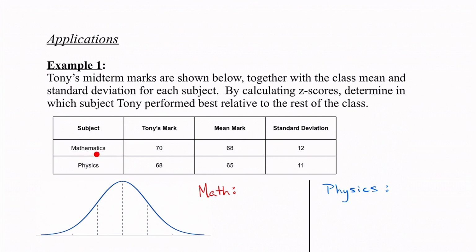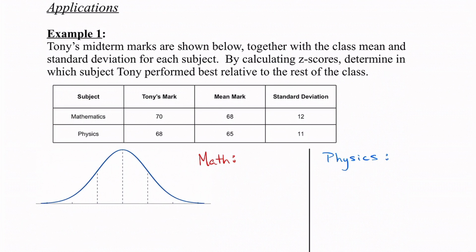So he's got his math subject, there's his mark, the mean mark for the class, and then the standard deviation. And then same thing for physics. It says by calculating z-scores, determine in which subject Tony performed best relative to the rest of the class. So when it's relative to the rest of the class, that is where your z-score is going to be important. So that's going to tell you how far you are off from the mean. So let's calculate his z-score for math first.